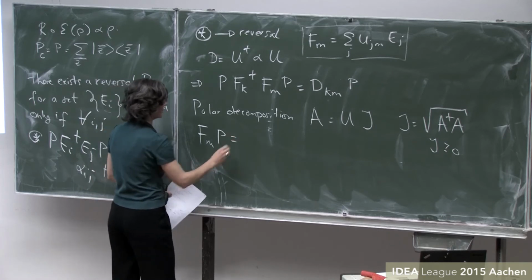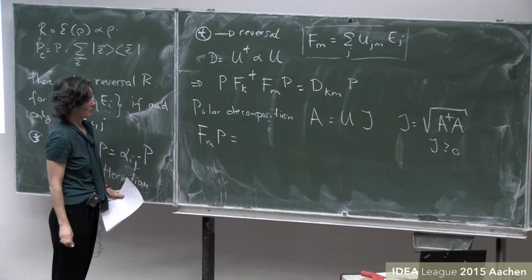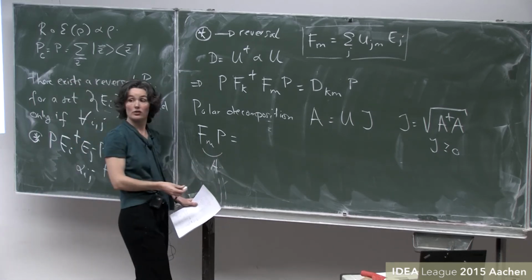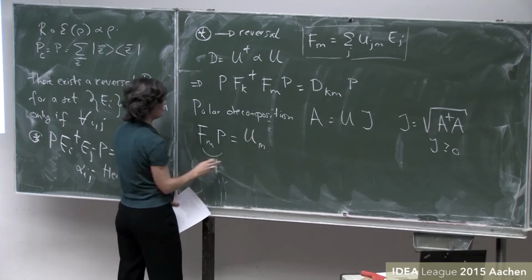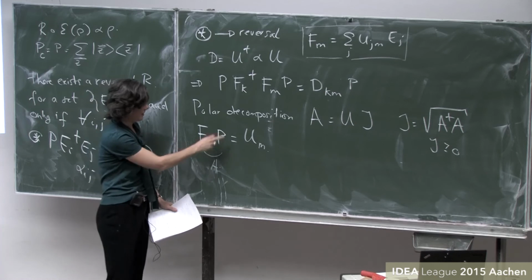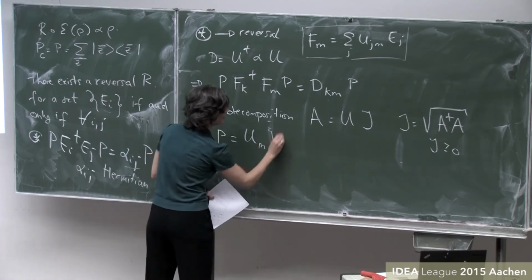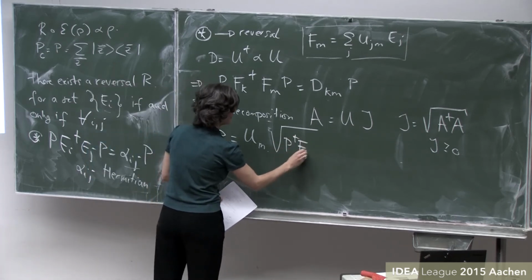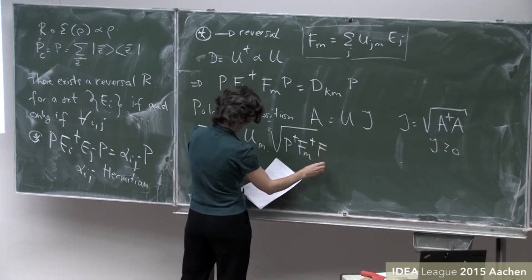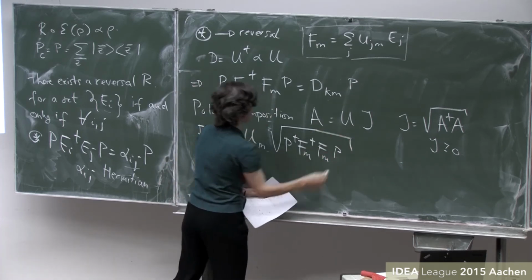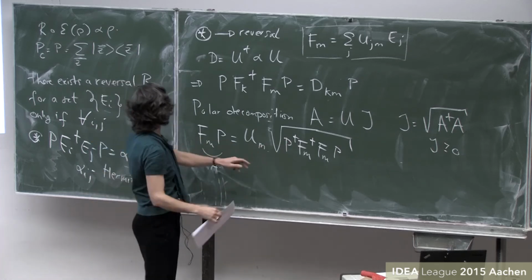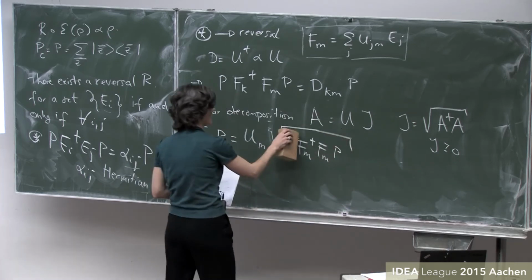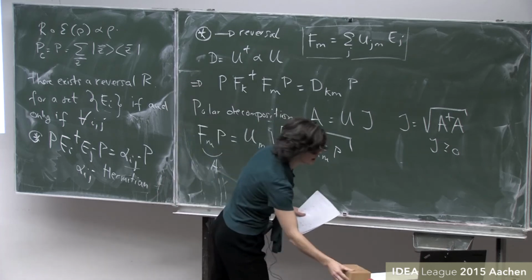Okay, so what is the polar decomposition? This is just an arbitrary matrix. This is my A. So there exists a unitary transformation. I give it a label M because it will definitely depend on this F_m, right? And then I have to take the dagger. So that's P dagger, F_m dagger, F_m P. P is a projector onto this code space. Its dagger is itself.